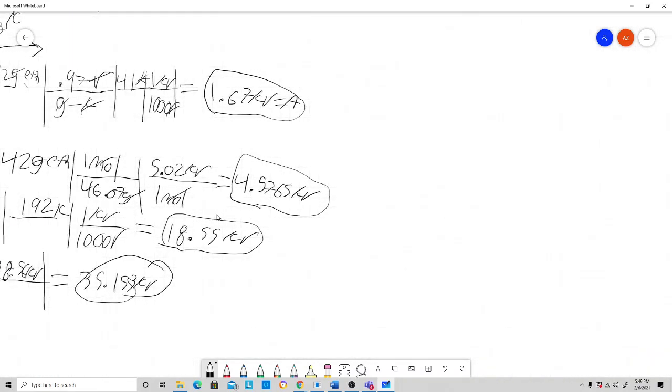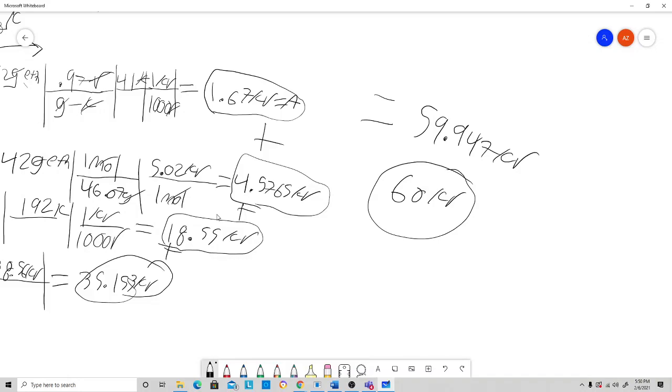Okay. So now what we have to do is just see how much energy that took. So we're going to add this, this, and this. And we get a grand total of 59.947 kilojoules, or just 60 kilojoules. Okay, that's all.